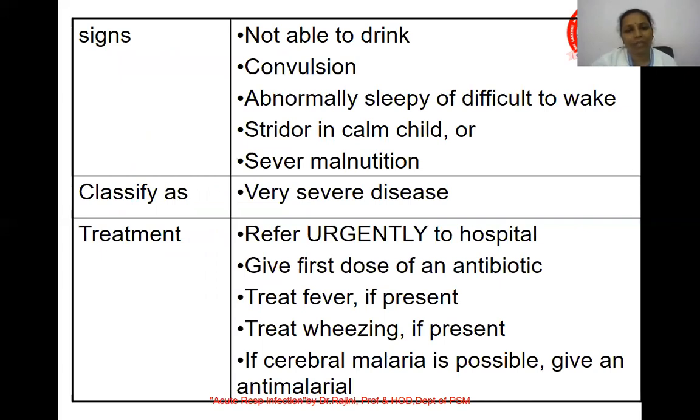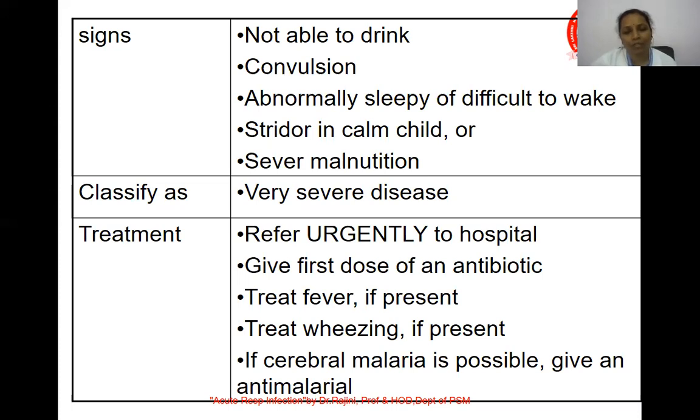Convulsions, abnormally sleepy, difficult to wake up, stridor in a calm child, severe malnutrition. We call them very severe disease. So what is the treatment for them? Refer urgently to hospital. The child has to be hospitalized.